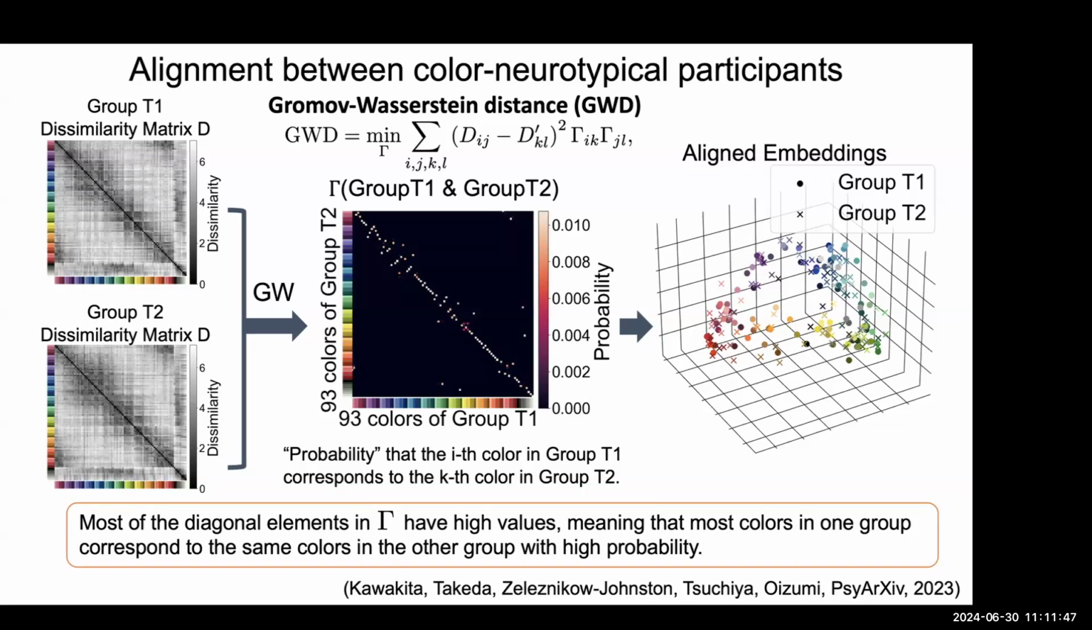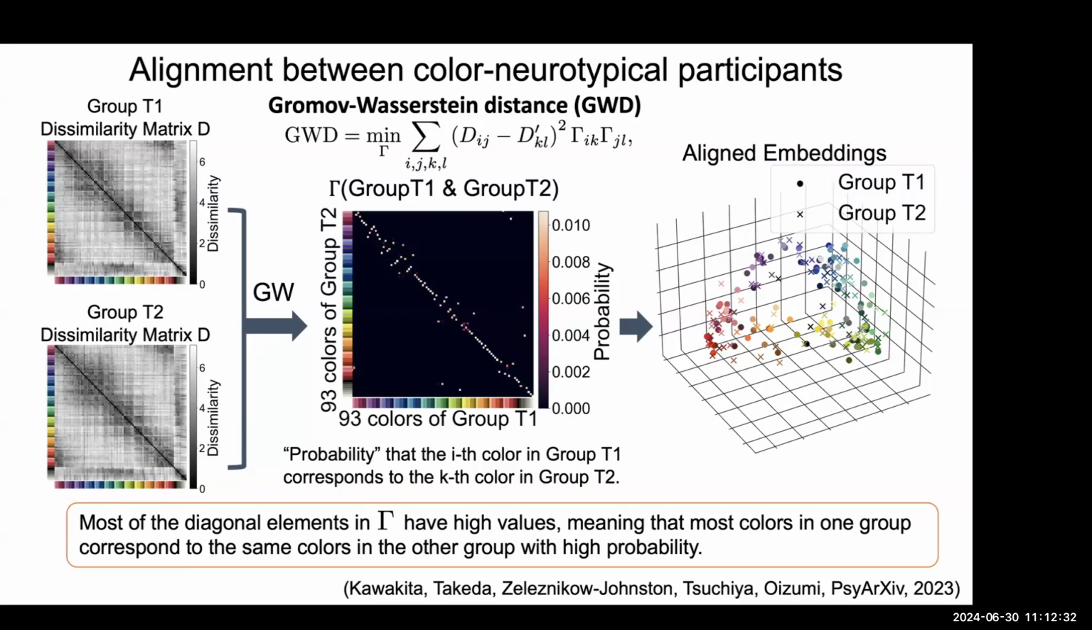And then we obtained this optimal mapping, the optimal transportation plan. This diagonal line means that most colors in one group correspond to the same colors in the other group with high probability. The important issue is that we did not use external labels at all. We did this alignment mapping without looking at external labels. But we can find that these colors actually map, meaning that these color relations are similar between different participant groups.